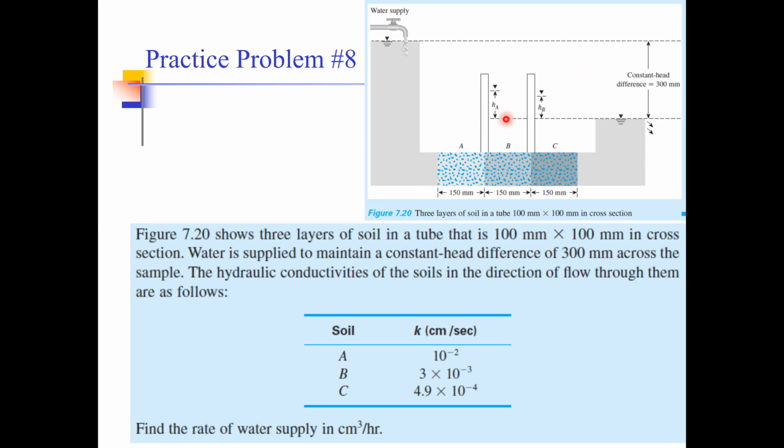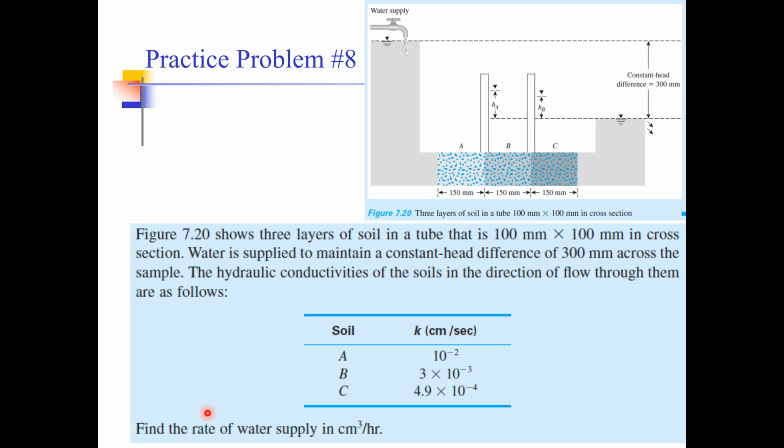So water is supplied to maintain a constant head difference of 300 mm across the sample. The hydraulic conductivities of the 3 soils, soil A, B, and C, are also given here. What we are required to determine is the rate of water supply in centimeter cube per hour. What we mean by the rate of water supply is that we need to determine the discharge through this layer. Now, how can we determine the discharge through this layer?